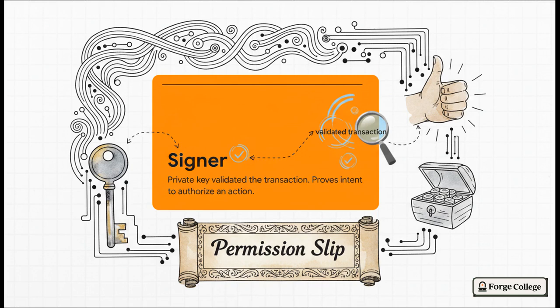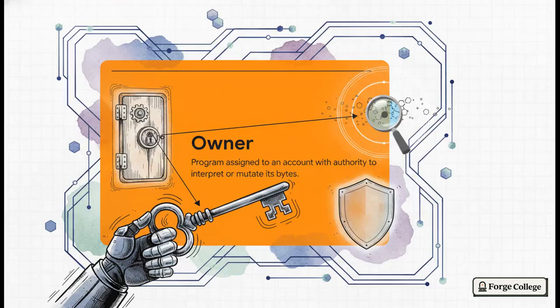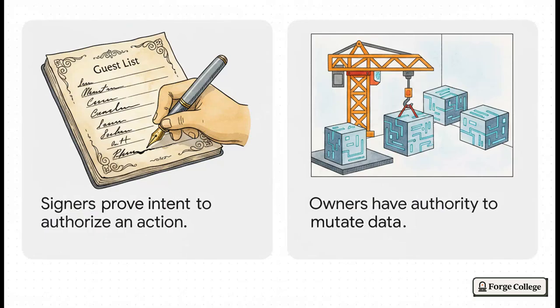Being a signer just proves intent. It basically means you authorized an action to happen, like saying, yep, I approve transferring my tokens into this vault. You just signed the permission slip. An owner, on the flip side, is the program that actually controls the data layout. The owner is permanently assigned in the account's persistent owner field. Only the owner can execute privileged operations against the account's actual bytes, like changing its data or altering its internal state. So the absolutely crucial difference here is proving intent versus mutating data.